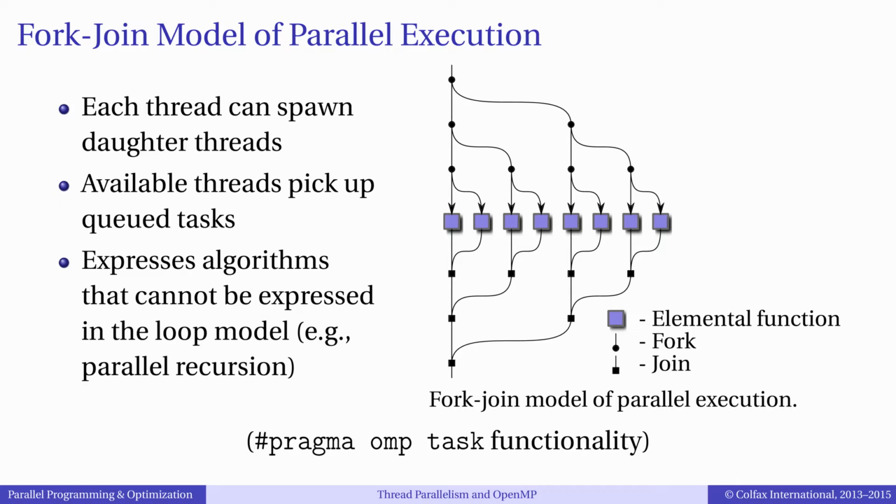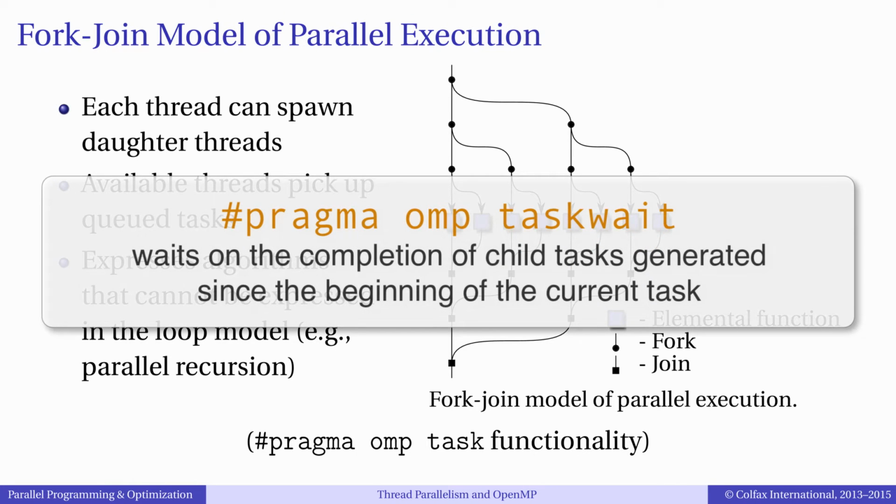To start a task, the programmer uses the statement pragma omp task. The code in the scope of this pragma becomes an independent task, which is scheduled for execution in one of the OpenMP threads. To wait for all tasks spawned from the current scope, use the statement pragma omp taskwait.